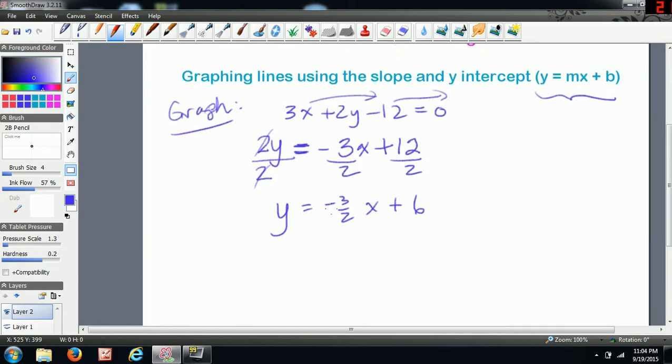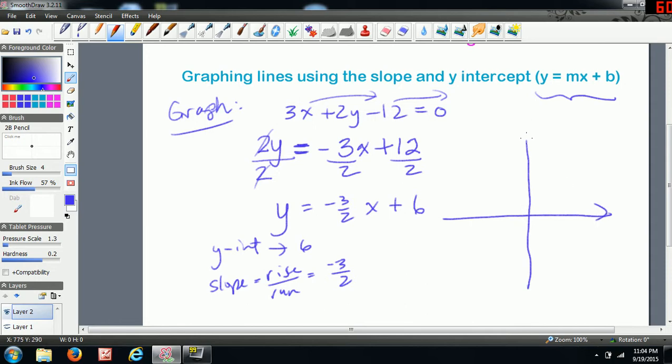So now that I have it in that form, I can see that my y-intercept is equal to 6, and my slope, rise over run, is equal to negative 3 over 2. Okay, so I'm going to use that information to actually graph this.